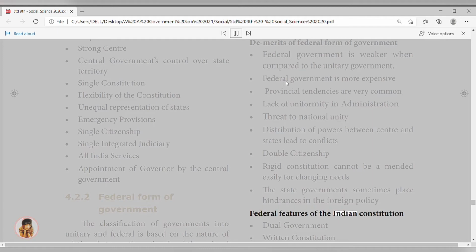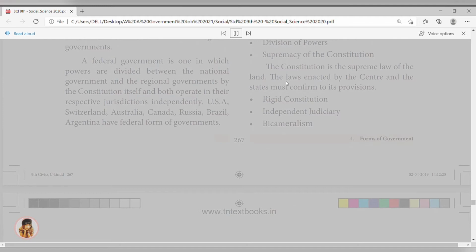Federal features of the Indian Constitution. Dual government. Written constitution. Division of powers. Supremacy of the constitution. The constitution is the supreme law of the land. The laws enacted by the center and the states must conform to its provisions. Rigid constitution. Independent judiciary. Bicameralism.